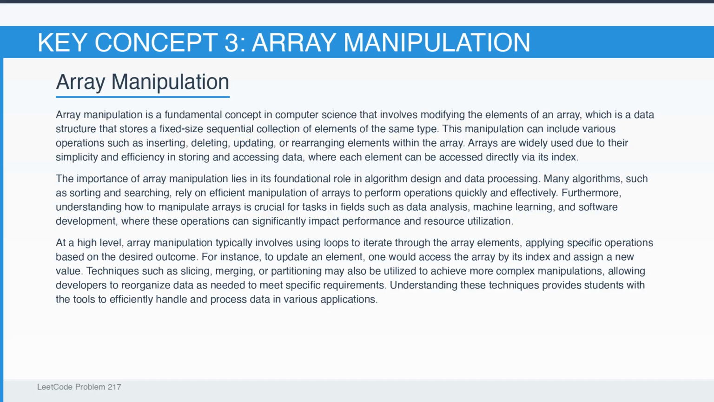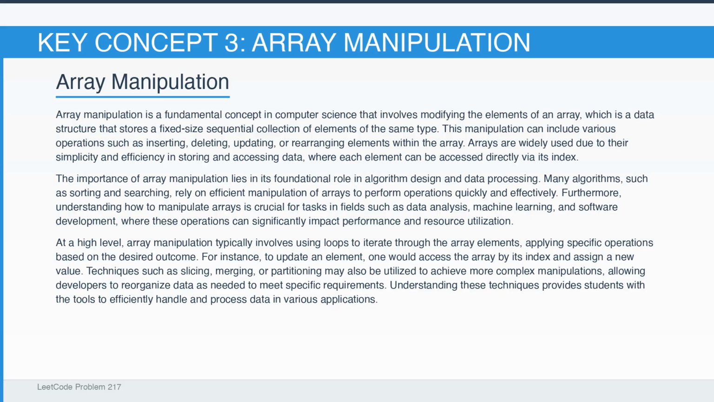Think of it like a row of lockers, where each locker can hold one item and can be accessed directly by its number. When we talk about array manipulation, we refer to actions such as inserting, deleting, updating, or rearranging these elements. This is crucial because many algorithms, particularly those for sorting and searching, depend on the efficient manipulation of arrays to operate quickly.